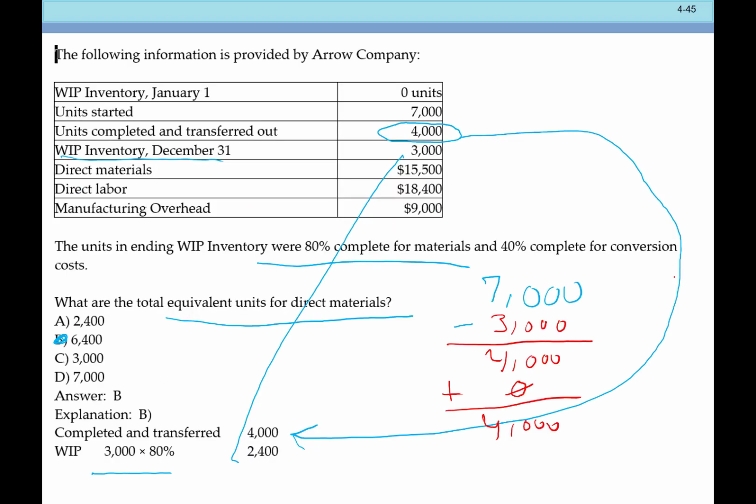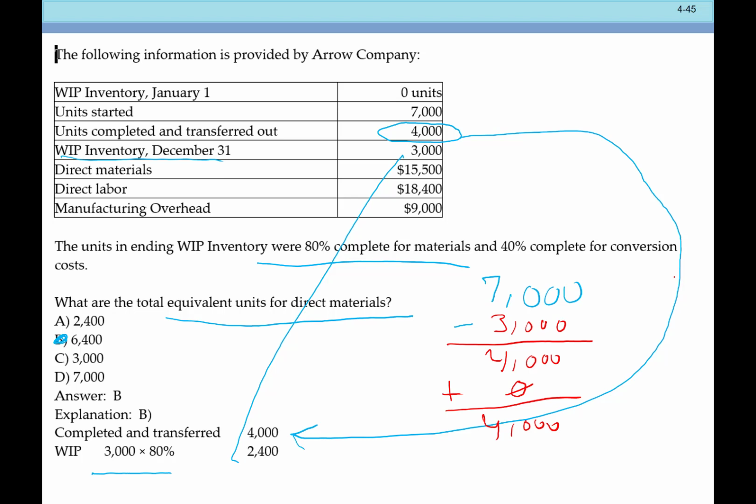Now this one, remember I said sometimes they'll say it to you differently, and you're going to have to add up what the beginning was and what they say they have started and completed to get to the units transferred out. That's what they did here, where they, oh no, yeah, they told us what? 7,000 units were, no, they gave me the 4,000. Never mind, it's not this one, it's the next one.